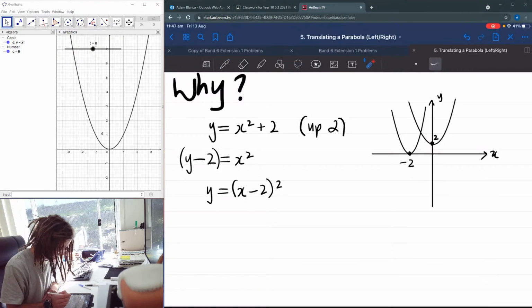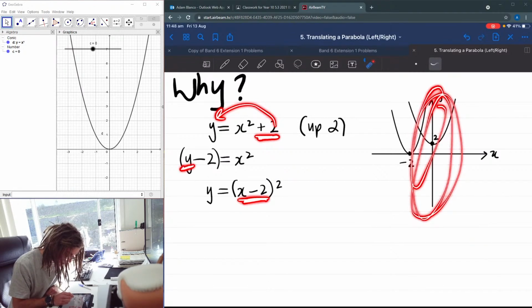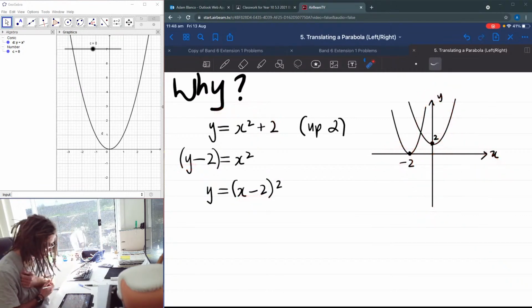I don't know how else to explain that. But yeah, if you're confused as to whether this moves it up and down or if this moves it up and down, just think about what it's directly affecting. If I were to move that, it's next to the y, so it changes where it is on the y-axis. This is right next to the x, it changes where it is on the x-axis.